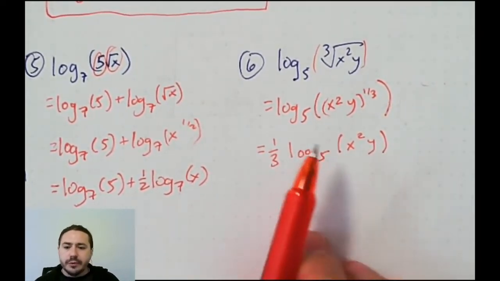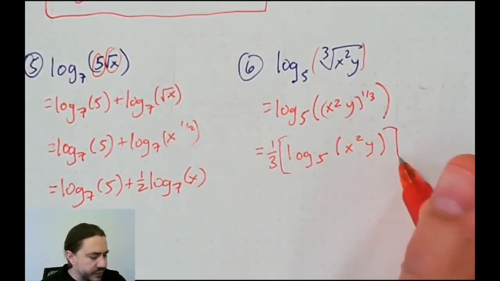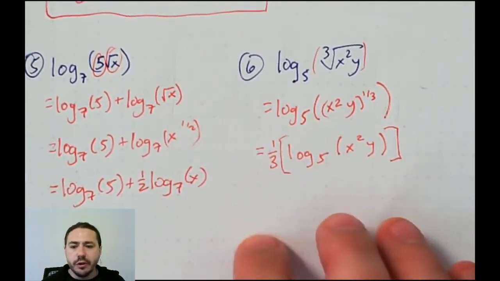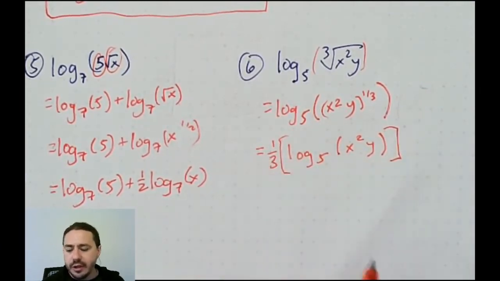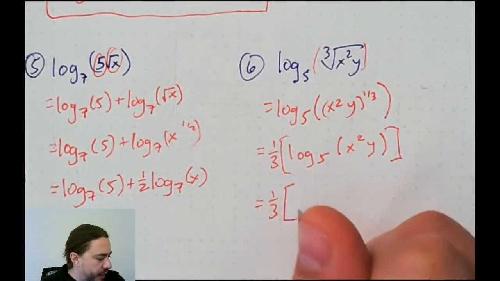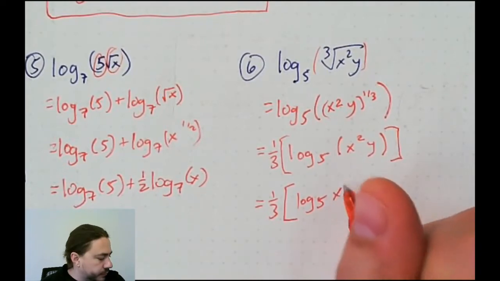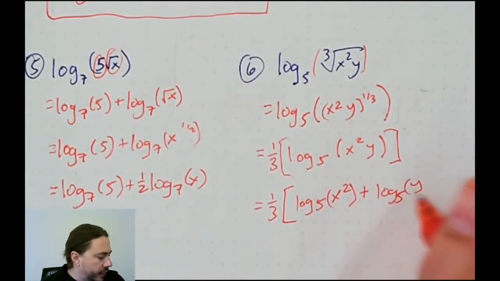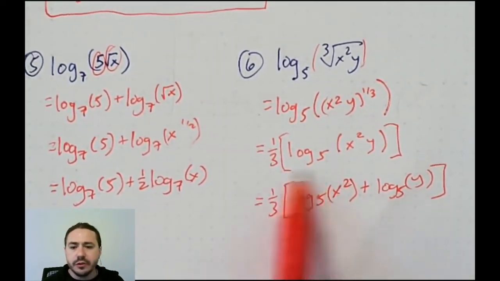So now I've got 1/3 times this, right? So that's 1/3 times the rest of the expression. So when I expand this out, I've got to make sure that it's 1/3 times the whole thing, and not just whatever I happen to write first. So let's see what happens here. We get 1/3 times log base 5 of x squared plus log base 5 of y. Notice I'm multiplying the whole thing by 1/3, not just this first one.